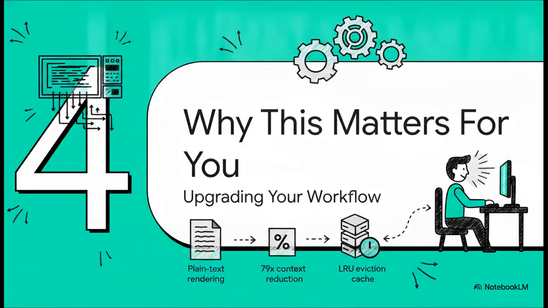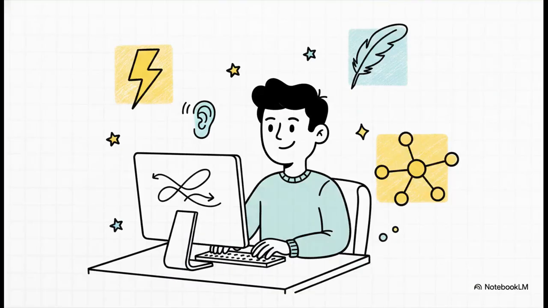Bringing it all home with Section 4, Why This Matters for You, Upgrading Your Workflow. We've talked a lot about plain text rendering, 79x context reductions, and LRU eviction caches. But let's connect all these technical dots back to you, sitting at your terminal trying to get work done. So, the crucial point is this. If you use background agents, if you connect to multiple MCP servers, or if you routinely grind through long, multi-hour editing sessions, your daily workflow just got a transformative upgrade. You are going to feel these performance gains immediately.